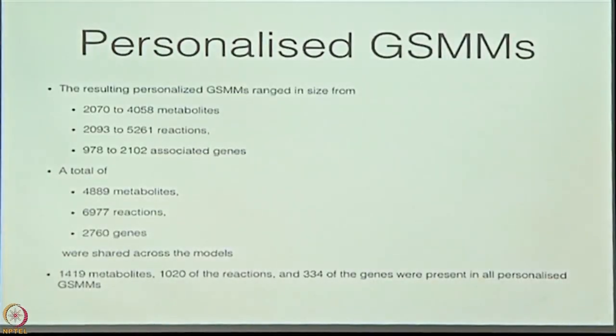This is some of the statistics that it threw out. I won't go into all that except to say that 1400 metabolites, 1000 reactions and 334 of all the genes were present in all the personalized models. It was common.